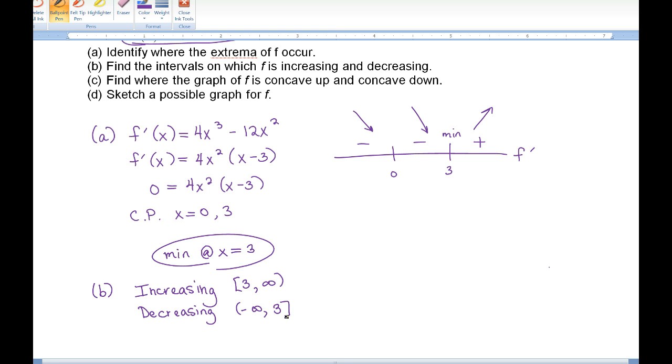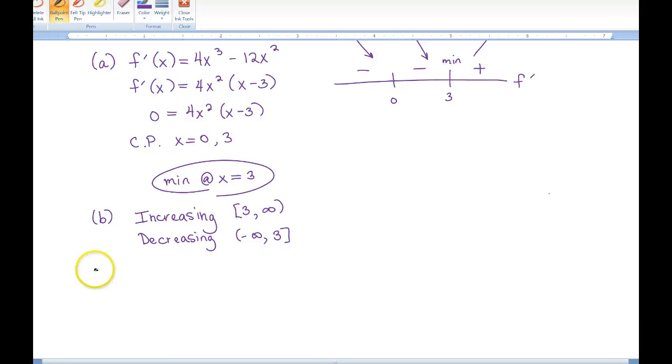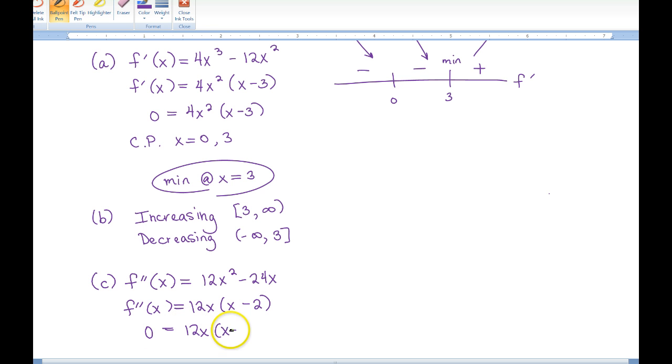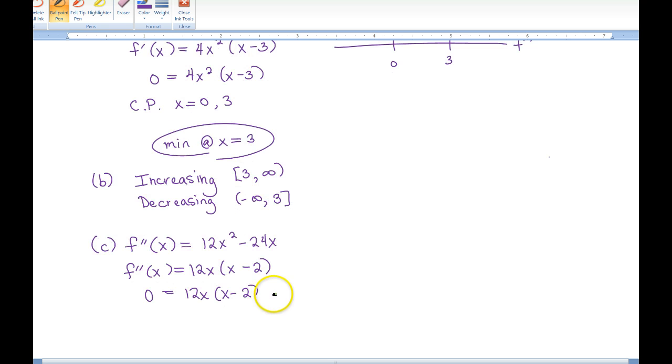Okay, next part. Find where the graph of f is concave up and concave down. So for part C, we need to do the second derivative. So we go back up to the first derivative, which was 4x to the third minus 12x squared, and we do the derivative of that. So that's going to be 12x squared minus 24x. So I'm going to factor out a 12x, and I get x minus 2. So solving the second derivative equal to 0, we get x equals 0 and 2.